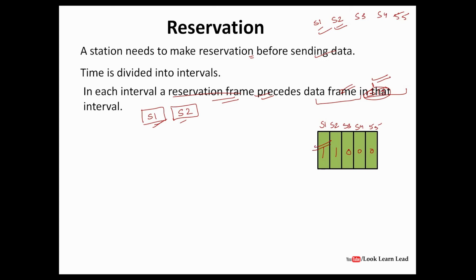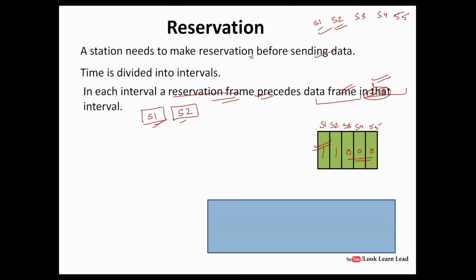That is, in a particular time interval, only stations 1 and 2 want to send data, and these 3 don't. Okay, so let's have an example. Suppose this is time interval 1. Suppose we have 5 stations, in which station 1, station 3 and station 5 have to send data.